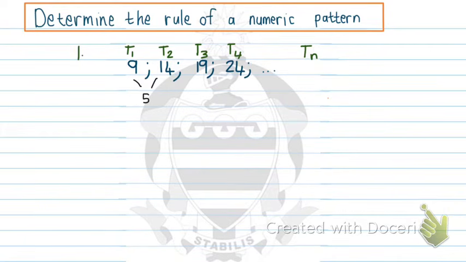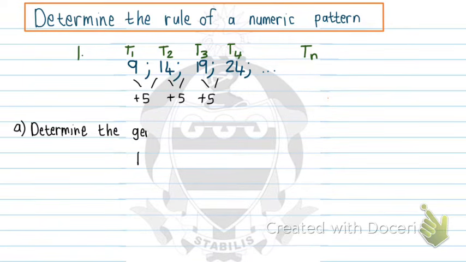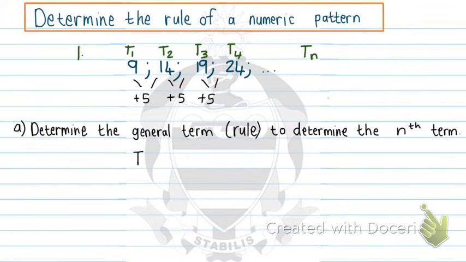First, I determine the constant difference. What do I do to 9 to get to 14? I add 5. From 14 to 19, I add 5. So plus 5 is the constant difference all the time. Then the first question is: determine the general term or the rule to determine the nth term.